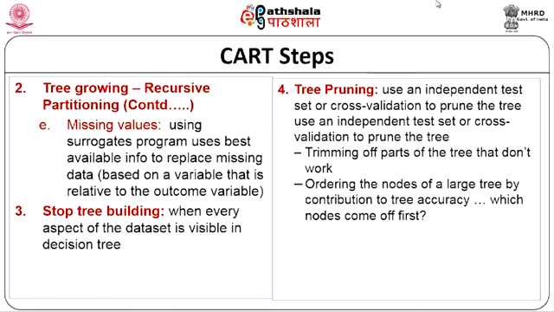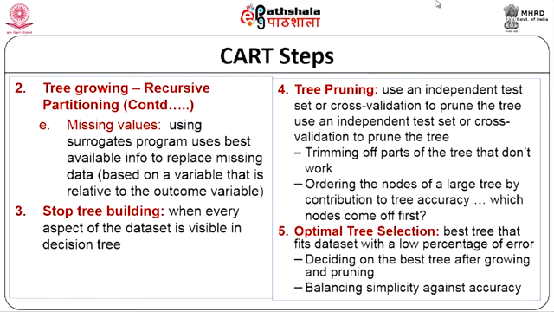Ordering the nodes of a large tree by contribution to tree accuracy decides which nodes come off first. So, that is one way of pruning. You order the nodes of a large tree by their contribution to the accuracy of the tree, and accordingly you prune off what contributes the least. And then you have the optimal tree selection. The best tree is the one that fits the data set with a low percentage of error. So, deciding on the best tree after growing and pruning is what we do.